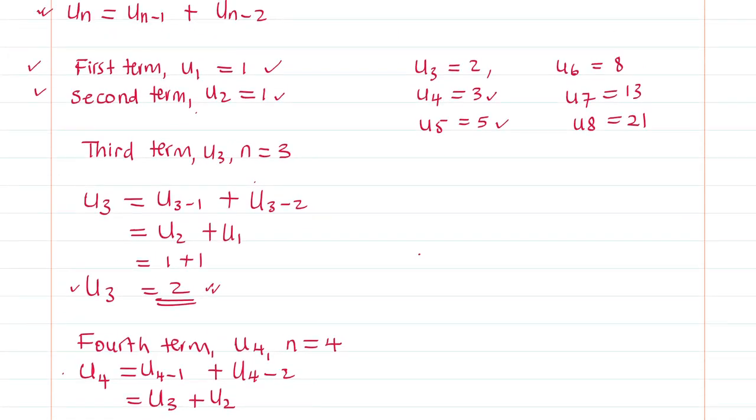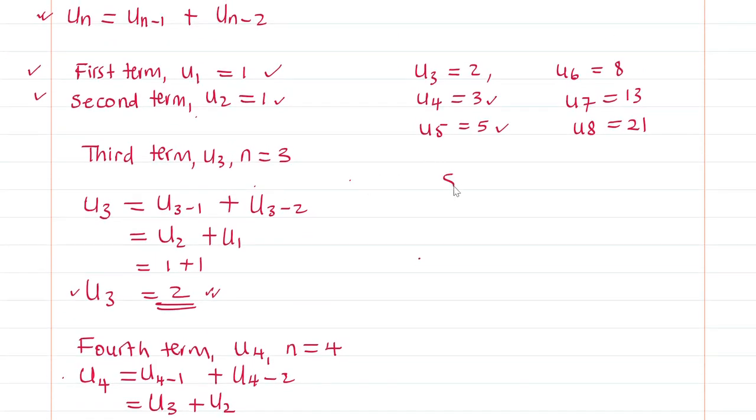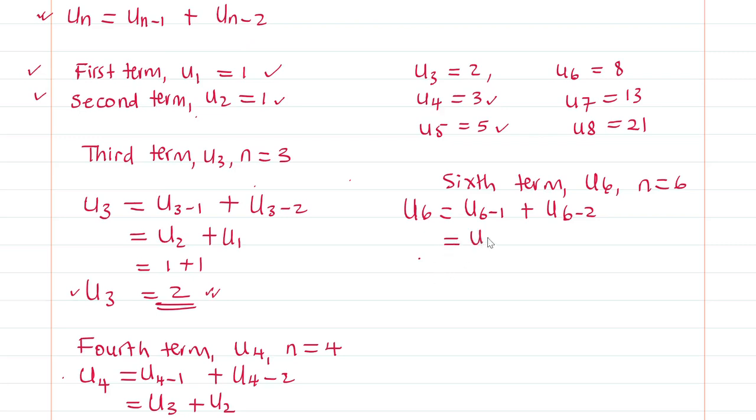Now let me come up here to look for the sixth term. That is U6, where our n is 6, right? So our sixth term U6 becomes U, substitute 6 minus 1, plus U 6 minus 2. Remember, this formula varies depending on the question, so you just need to follow your question. So here we shall have U5 plus U4, right? So for us to get the sixth term, we just add the fifth term and the fourth term.